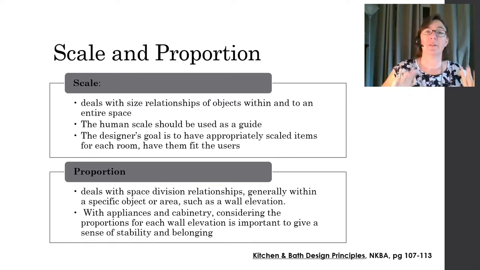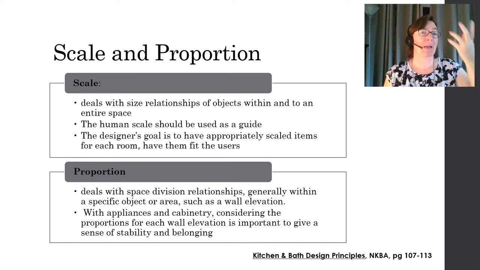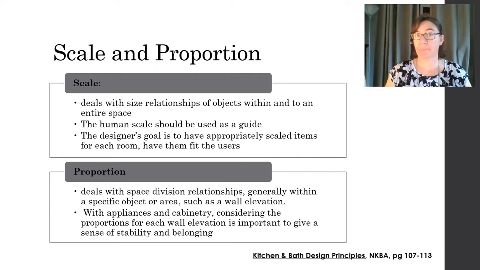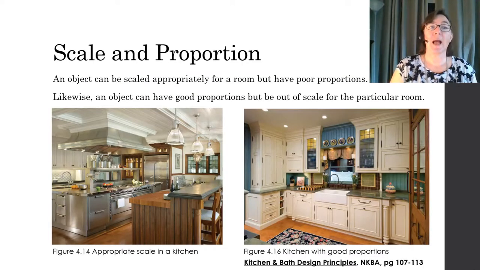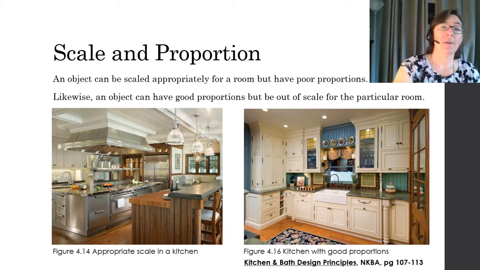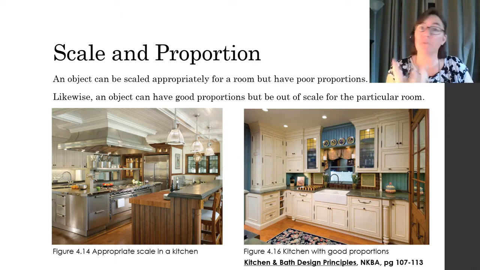So scale is between an individual object and the room or the space. And proportion is the size divisions within an individual object. So it's possible for an object to be scaled appropriately for a room, but within its own self have poor proportions. Likewise, any particular object can have good proportions within itself, but be out of scale for the particular room.